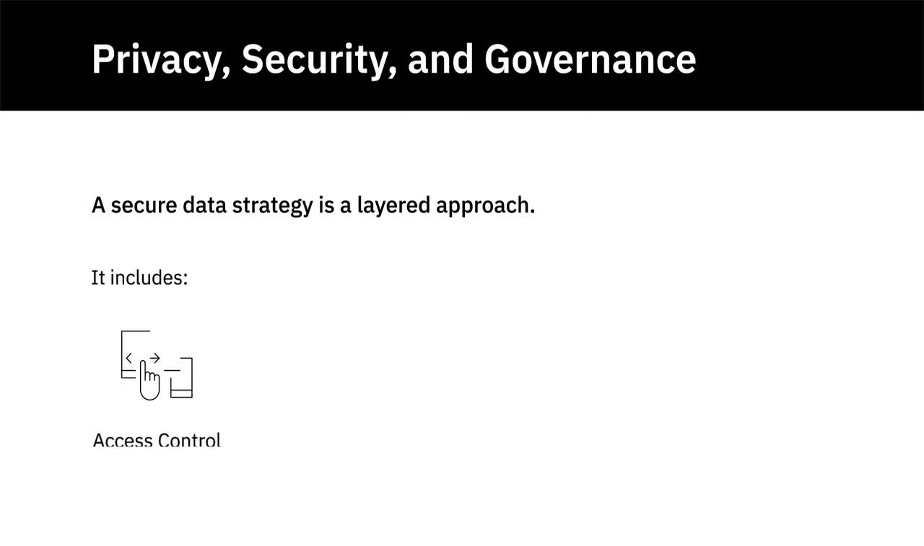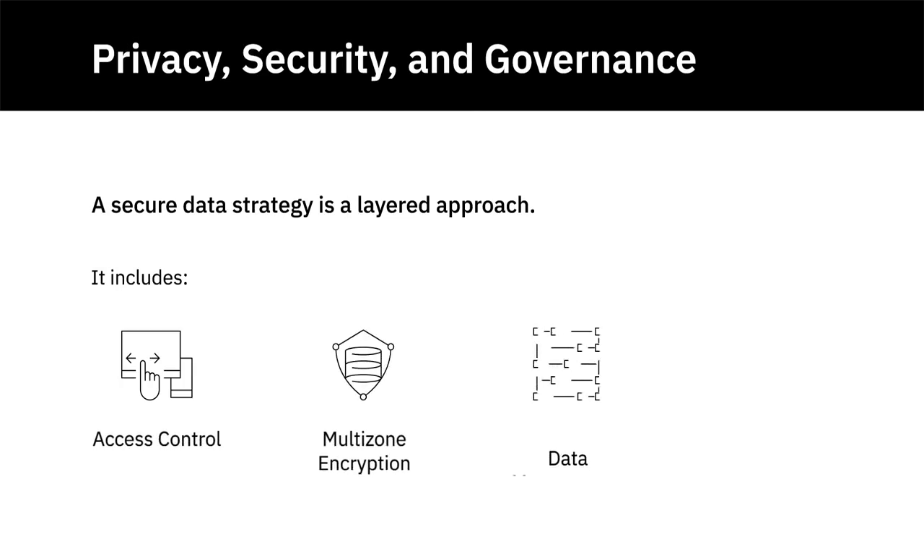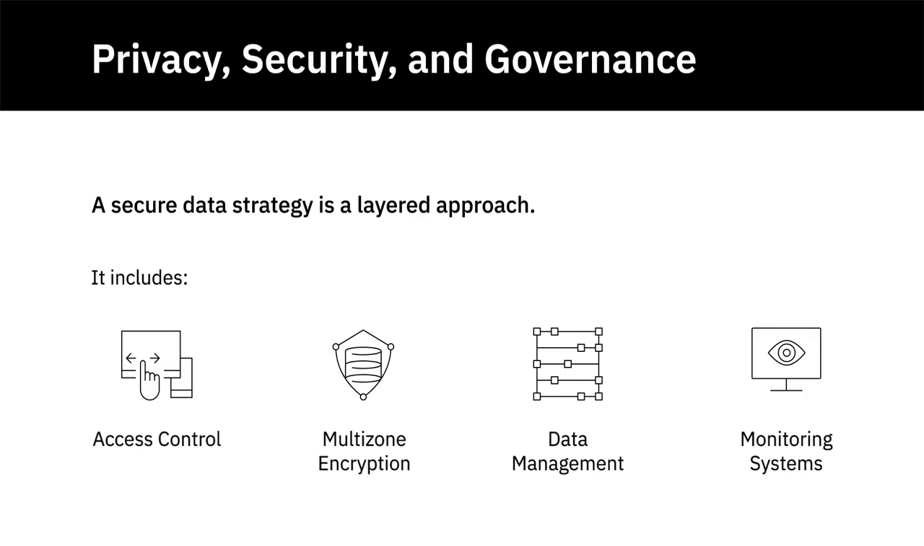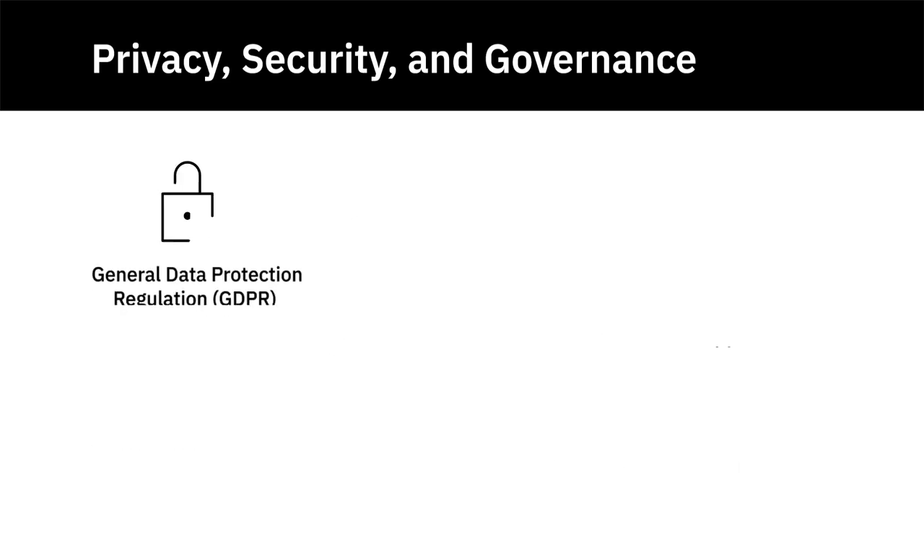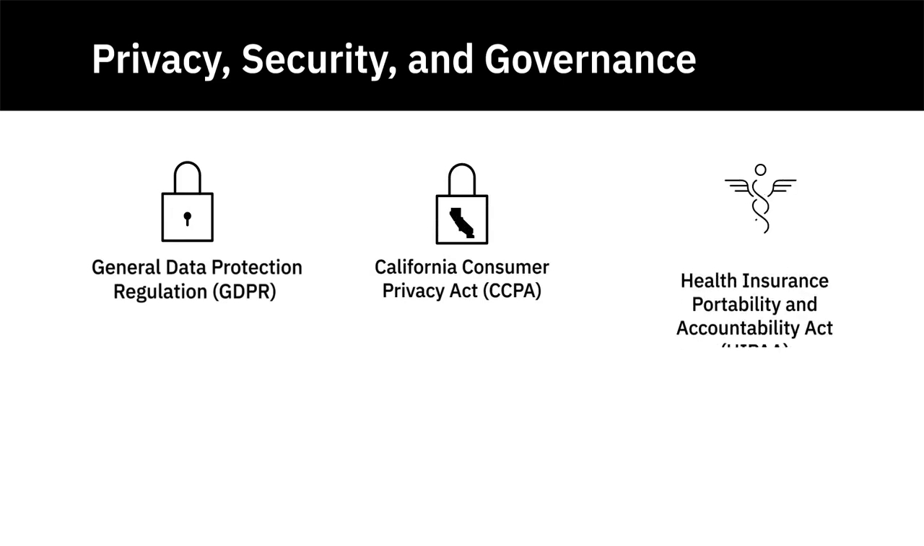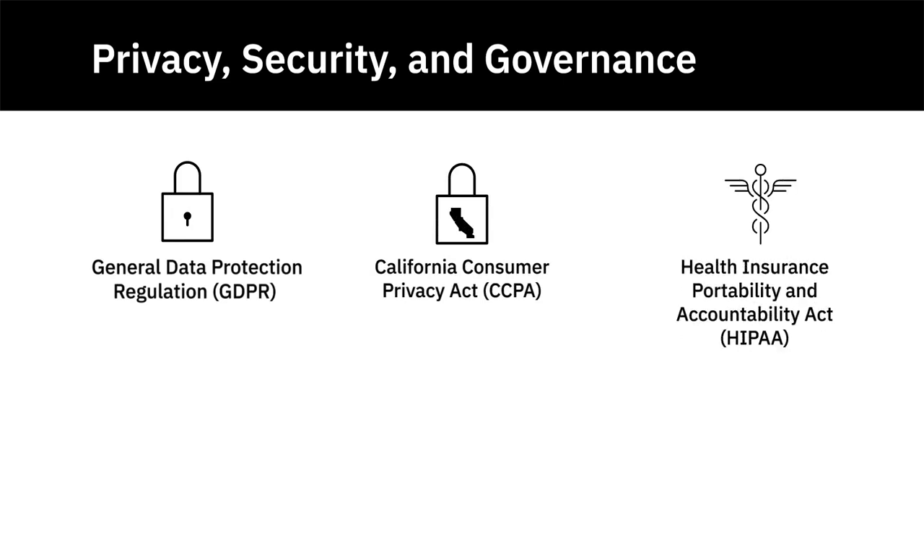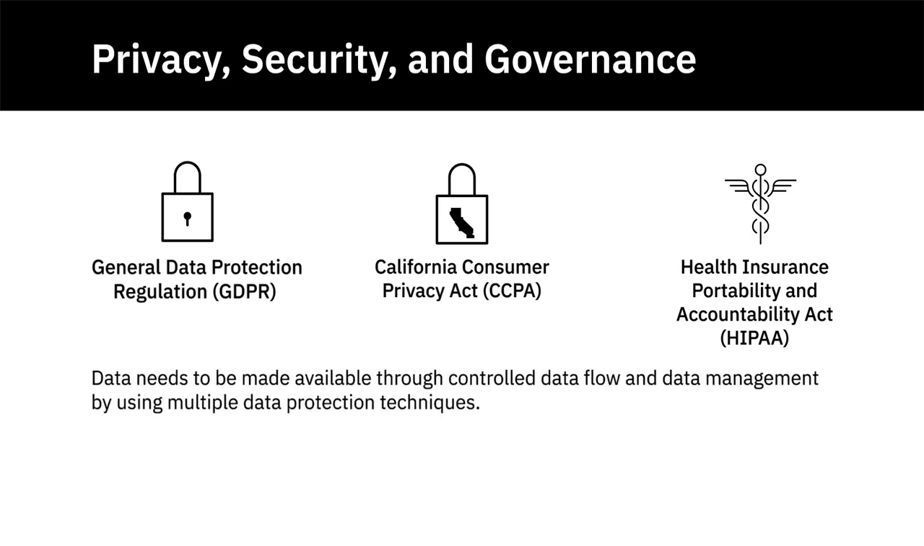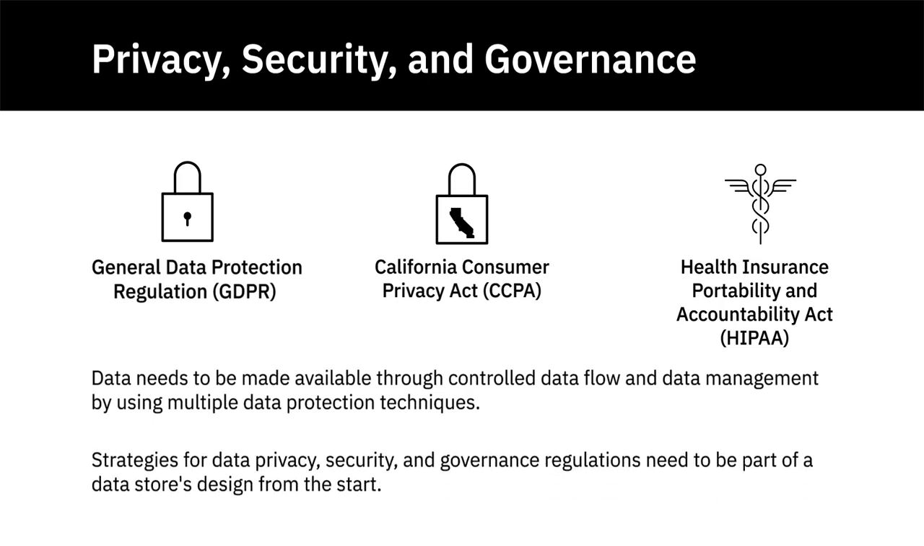A secure data strategy is a layered approach. It includes access control, multi-zone encryption, data management, and monitoring systems. Regulations such as GDPR, CCPA, and HIPAA restrict the ownership, use, and management of personal and sensitive data. Data needs to be made available through controlled data flow and data management by using multiple data protection techniques. This is an important part of a data store design. Strategies for data privacy, security, and governance regulations need to be a part of a data store's design from the start. Done at a later stage, it results in patchwork.